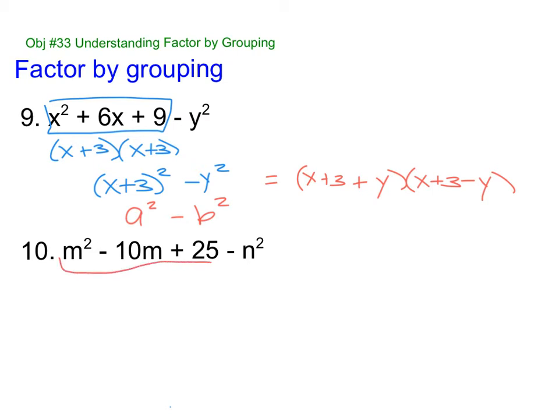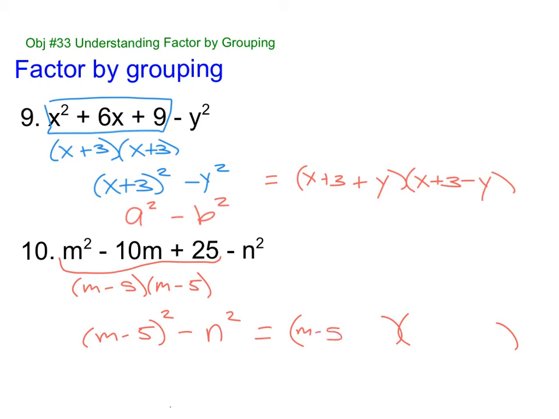So I'm going to factor my first 3. M squared minus 10m plus 25. That's our m minus 5 times m minus 5. So m minus 5 squared minus n squared. That's a difference of 2 perfect squares. M minus 5 times m minus 5 is m minus 5 squared. And then my n squared is plus n, minus n. And that's it.